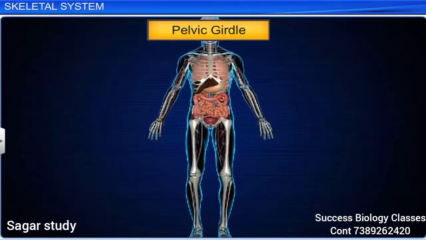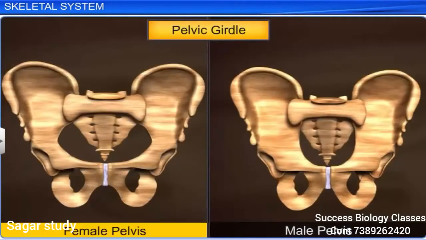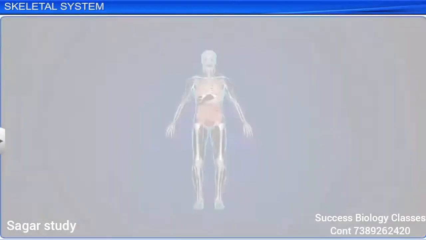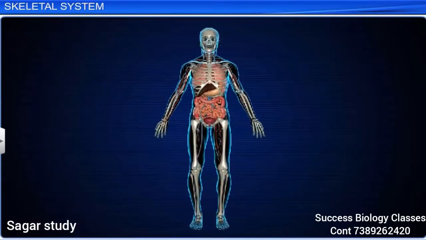The pelvic girdle not only supports the limb bones, but also protects the abdominal organs like the reproductive organs and urinary tract. In fact, the female pelvis is wider than the male pelvis to facilitate childbirth. The bones of our body articulate in a way that provides a framework to our body, protect our internal organs, and help in body movements.